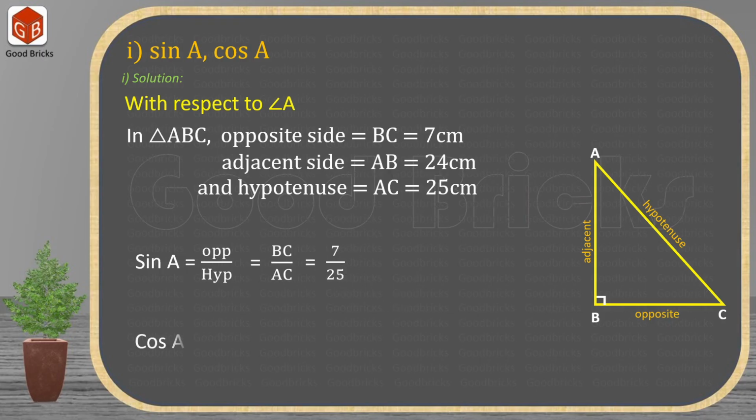Similarly, let us find cos A. Cos A is nothing but adjacent by hypotenuse. For this angle A, adjacent is AB, opposite is BC. So we can write AB by AC, because cos A is nothing but adjacent by hypotenuse, and substitute the values, and finally you will get 24 by 25 as the value of cos A.